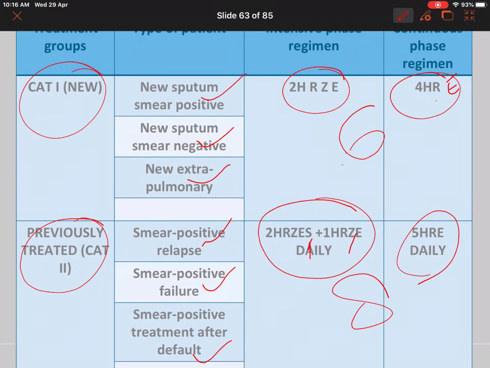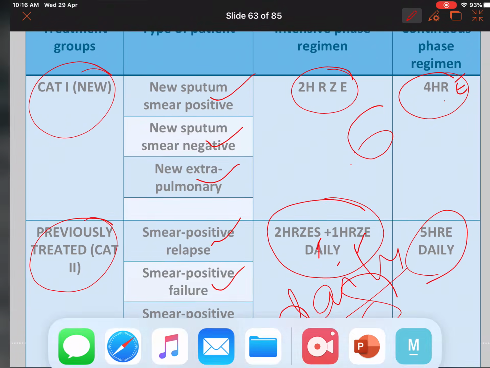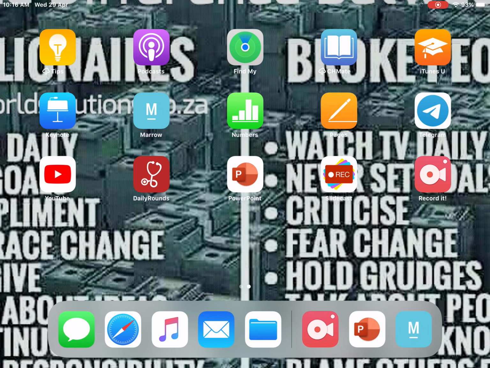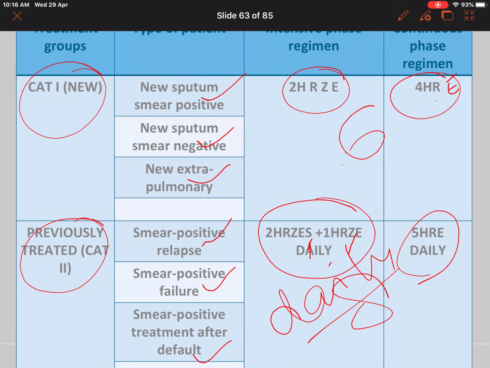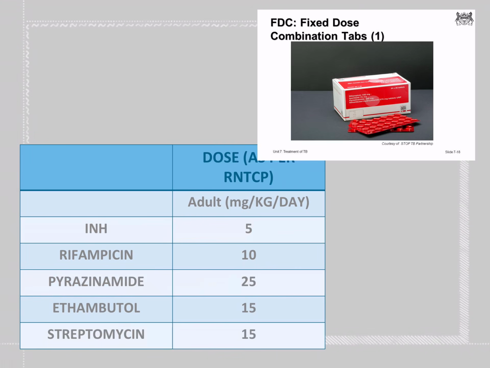And these drugs have to be taken daily, every day.